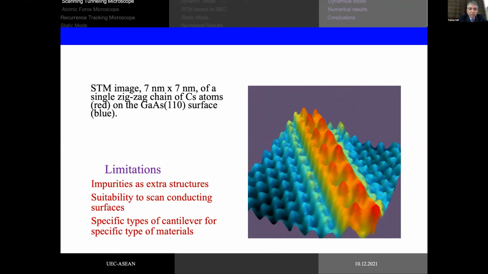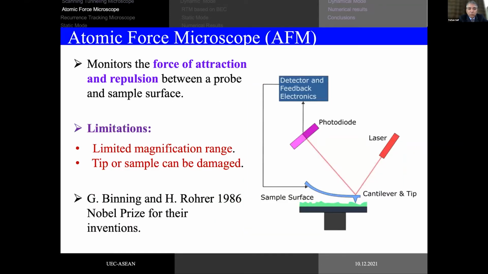Keeping these limitations in mind, the inventors developed a new microscope, the atomic force microscope. It is based on optical reflection of incident light, and the upper surface of the cantilever is a mirror which reflects the light towards the detector. Any change in the angle of reflection, because of a change in the position of the cantilever, would be seen through the detector. And this change in the reflection angle provides the information about the surface under study.